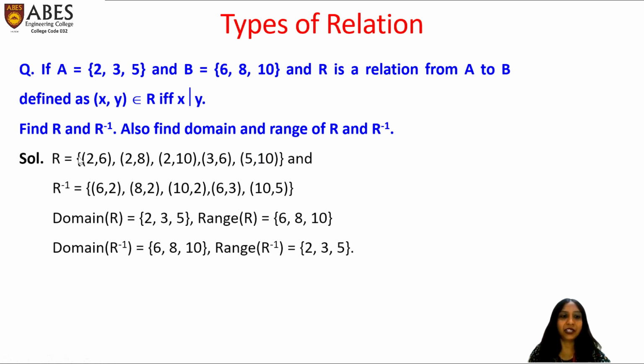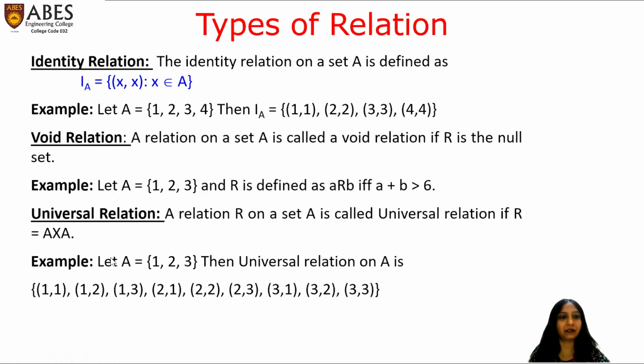So first of all, we will find the relation. Relation is defined as X divides Y. So it will be (2, 6), (2, 8), (2, 10), (3, 6), (5, 10). In all these, we can see that X divides Y. Now we have to find the inverse. For the inverse, we simply change the ordered pairs of the relation. That is, (2, 6) will become (6, 2), (2, 8) will become (8, 2) and so on. Domain, as we know very well, is the left hand part and the range is the right hand part. So domain will be 2, 3 and 5 and range will be 6, 8 and 10. Similarly, for the inverse relation, we can find the domain and range.